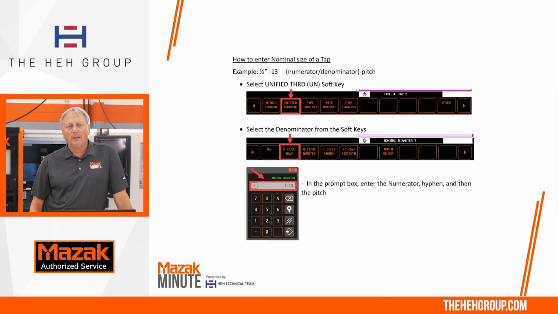Getting back to the tap, here is an example for a 1/2" 13 tap. You'll see that you got the numerator, denominator, hyphen, pitch. So the first thing you're going to do is on your soft keys, I'm going to select the unified thread. And then on the soft keys, you have the denominator. So in our case, I have a 1/2". So I will highlight the 1/2" soft key. And then in my prompt box, I will type in 1-13. So that's 1/2 13.